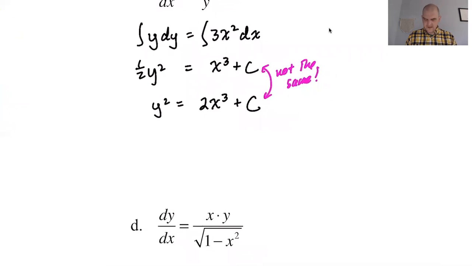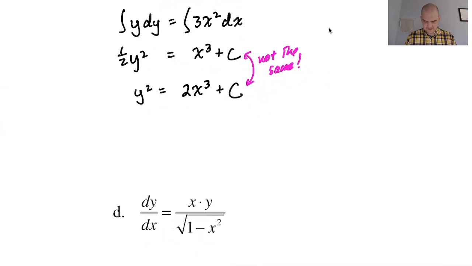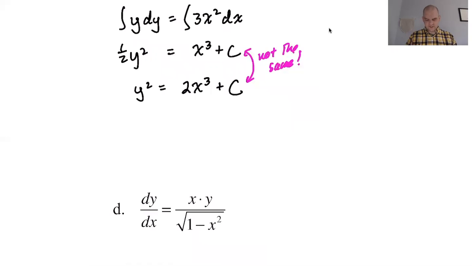As you do more problems, you'll get more comfortable with that. It's a thing that basically everyone does. If you don't like it, make it C2. The thing you don't want to do is write 2 times C, because C is some unknown constant, and 2 times an unknown constant is just another unknown constant. We still haven't solved for y. So now we're going to say y is equal to plus or minus the square root of 2x cubed plus c. Now, are we done?